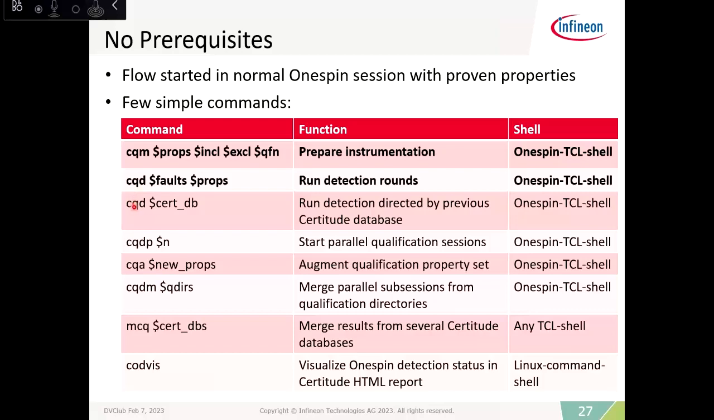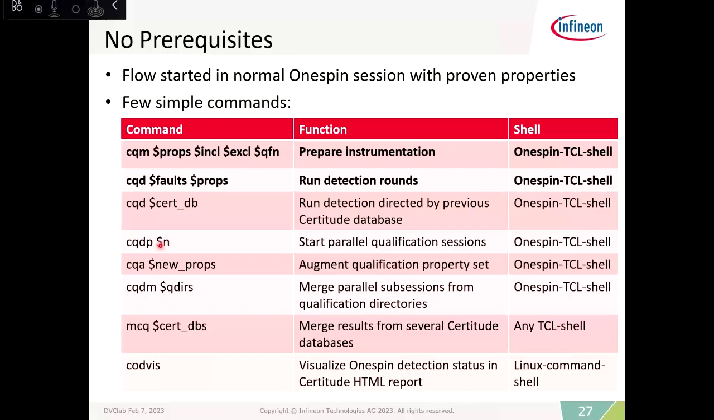If the CQD command is given a Certitude database as an argument, the inheritance approach is started. So you see that this command is quite overloaded because you have different kinds of parameters which have different effects, but basically the same is done: you do the detection on an instrumented design. Parallel sessions are started by the CQDB command. You can specify a number n, and this is a non-optional parameter because you have to specify how many parallel qualification sessions you want to have.